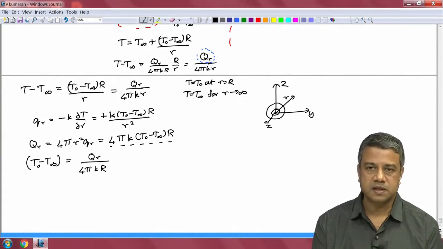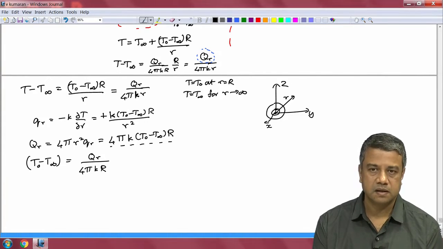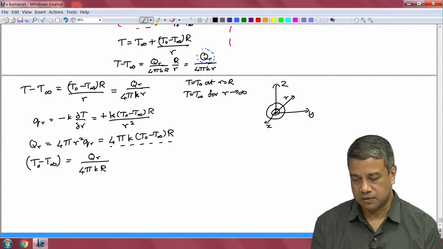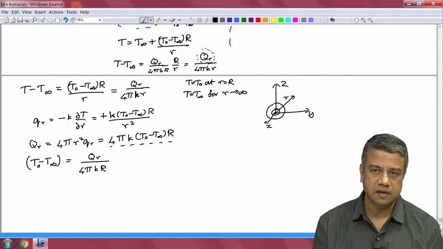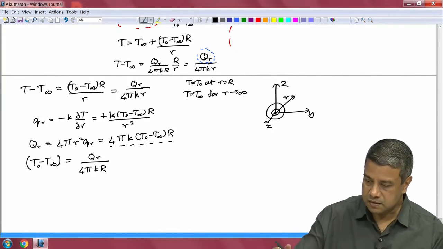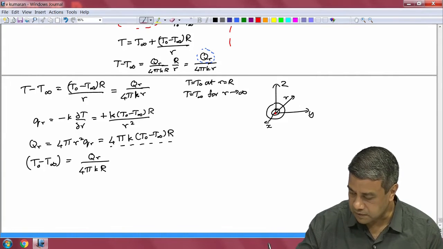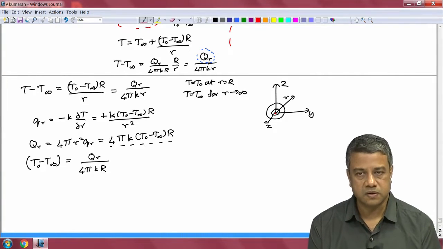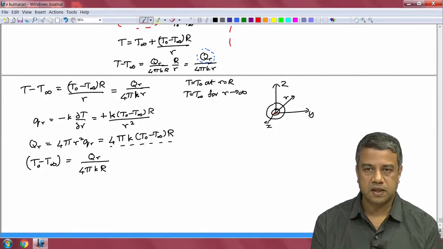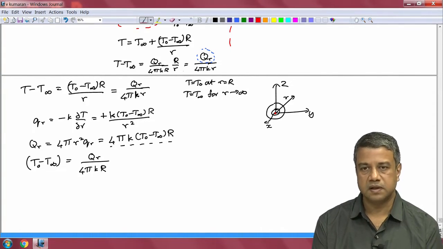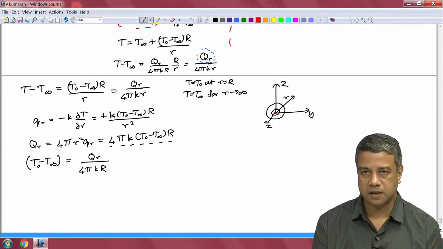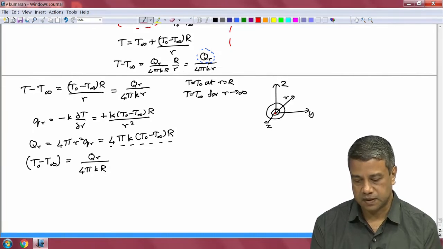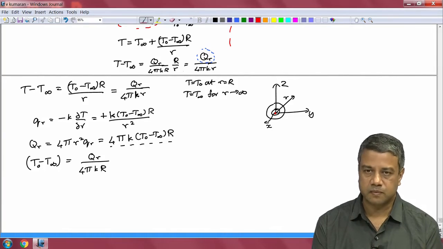So, when the temperature is expressed in terms of the heat transfer rate per unit time, the total heat that is generated by the sphere per unit time, that expression is independent of the radius of the sphere. That means that it is also valid even for a point particle, whose radius goes to 0, so long as the total heat generated per unit time by that sphere is the same. So, that is the concept of a point source.